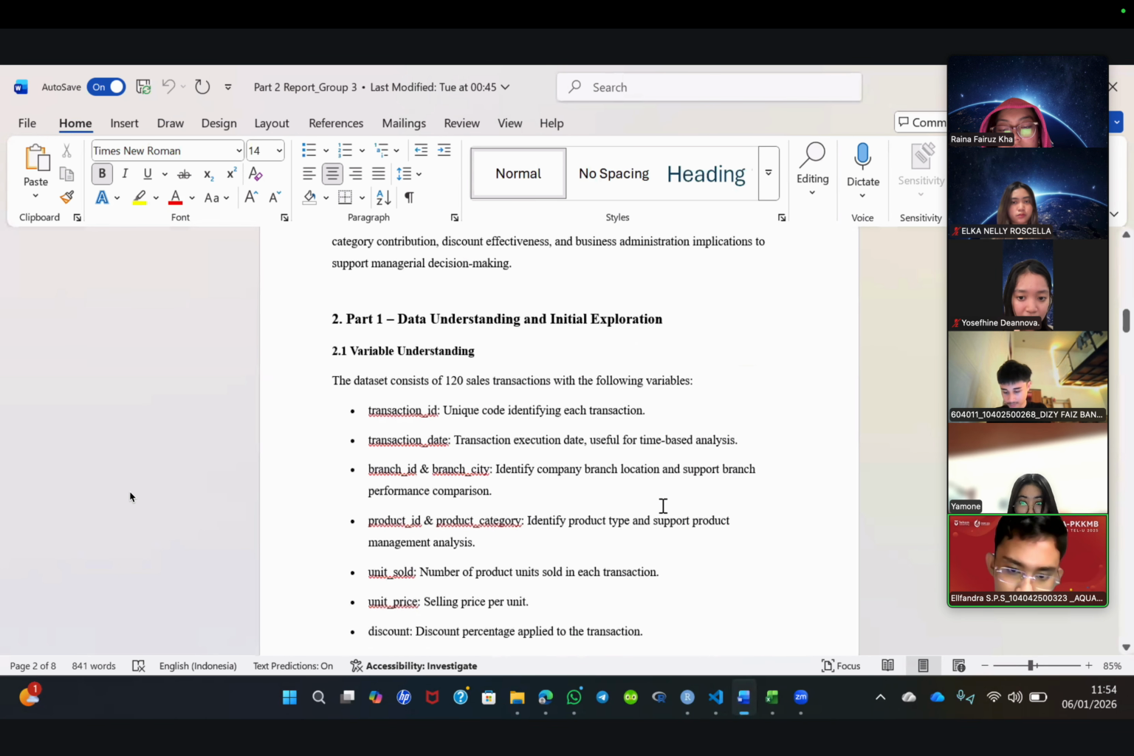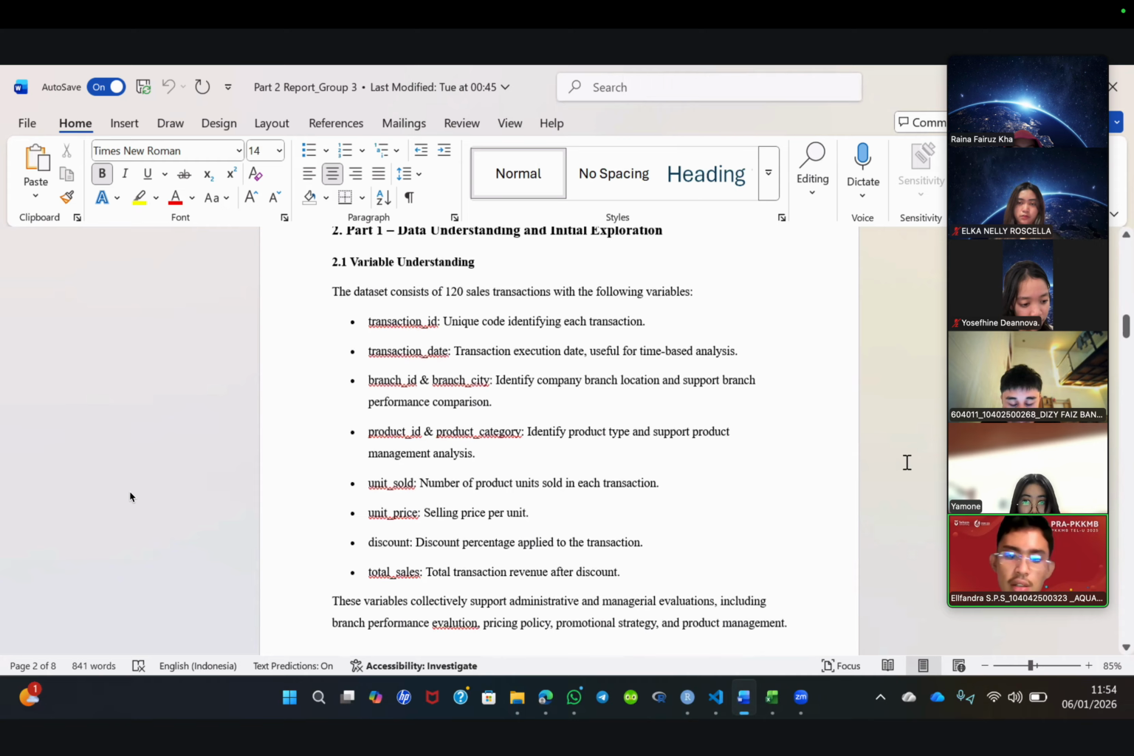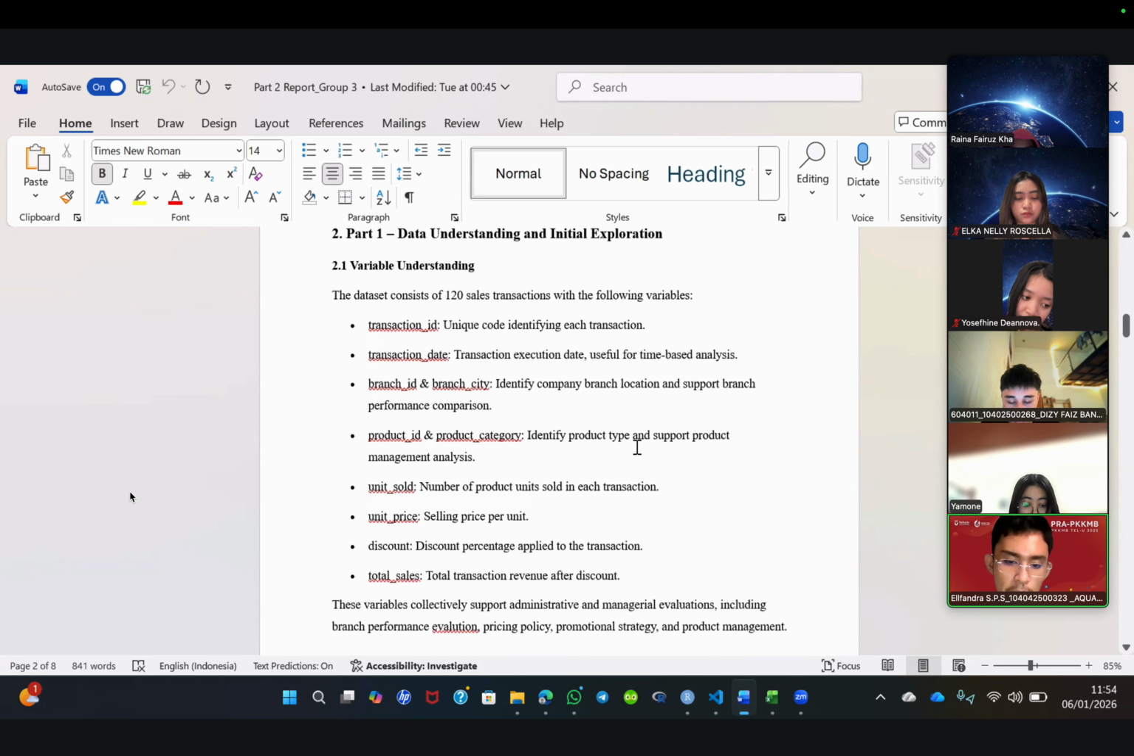For Part 2, we start by understanding the dataset and its variables. Each transaction is identified by transaction ID, while the transaction date shows when the sale occurred. Branch ID and branch city indicate which store made the transaction, allowing us to evaluate branch performance. Product ID and product category describe the item sold and help analyze product level performance.